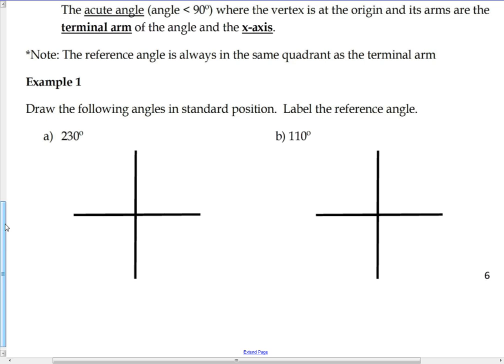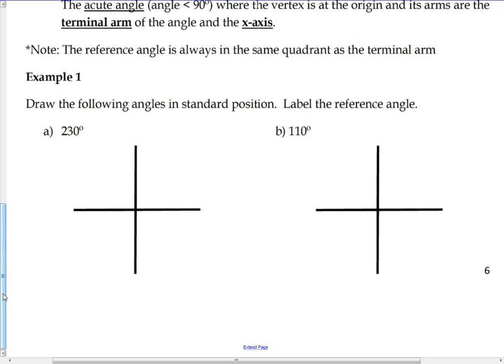What I mean by that is if we're doing 230 degrees, first of all, what quadrant is that in? 3, good. So 180, 270. So approximately 230, okay, there's our 230.